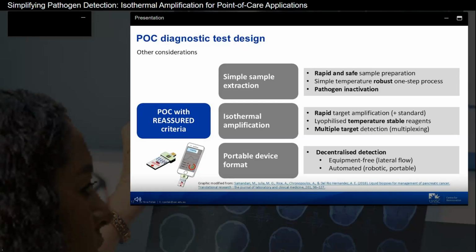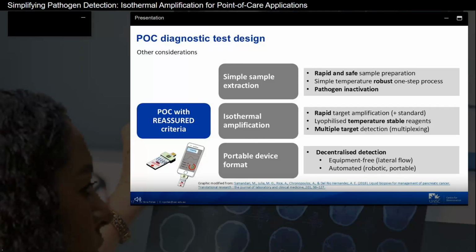Using temperature-stable reagents like lyophilized options can enhance durability, and from a cost-effective standpoint, multiplexing, so detecting multiple targets at once, adds a lot of value without increasing complexity. For the device format, portability is crucial. Think of equipment-free solutions like lateral flow tests.